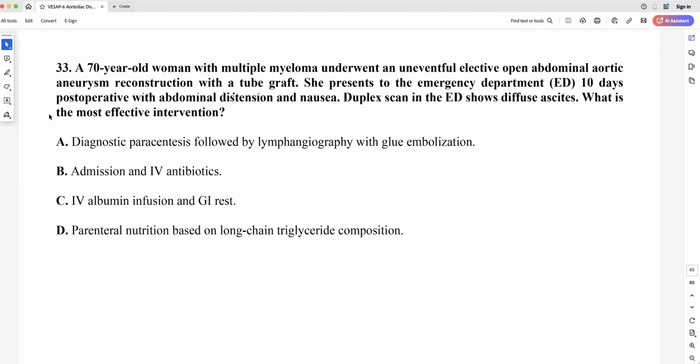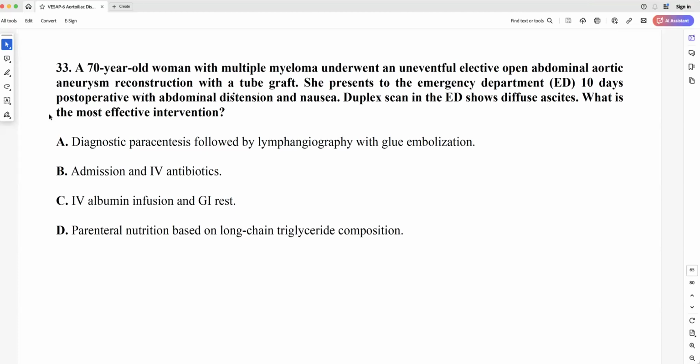Okay, Dr. Samer. A 70-year-old woman with multiple myeloma underwent an uneventful elective open abdominal aortic aneurysm reconstruction with a tube graft. She presents to the emergency department 10 days postoperative with abdominal distension and nausea. Duplex in the ED shows diffuse ascites. What is the most effective intervention? What do you think she has?